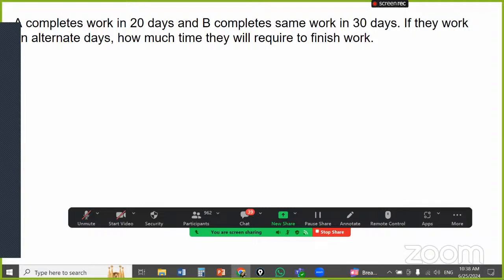Yeah, the same question, only the numbers are different. Just for your practice, I have given one more similar question. Again, here also A starts.